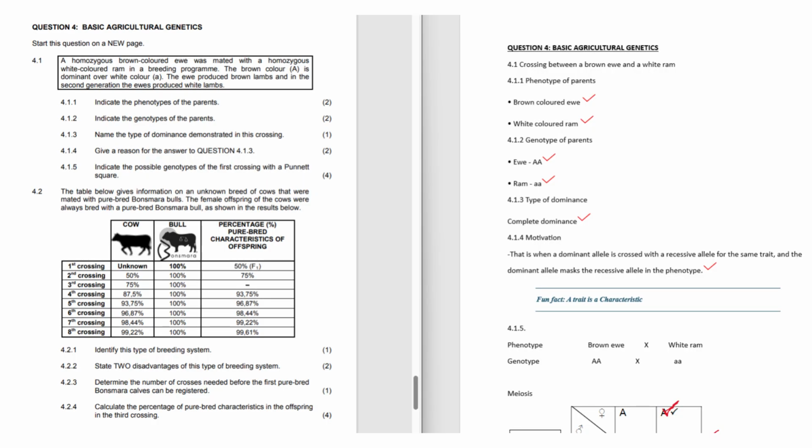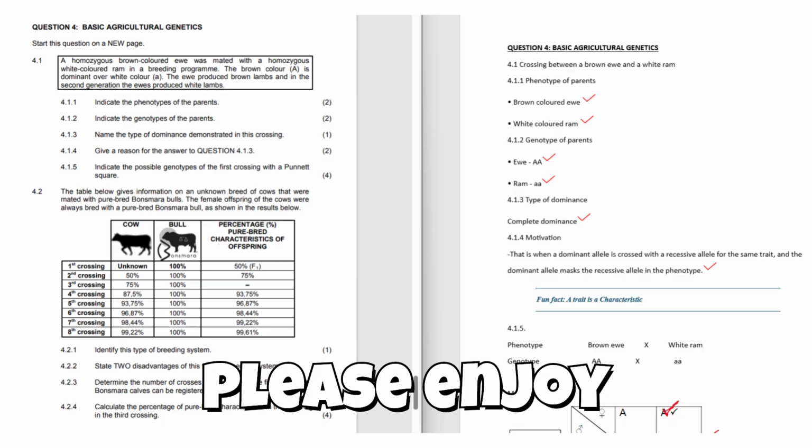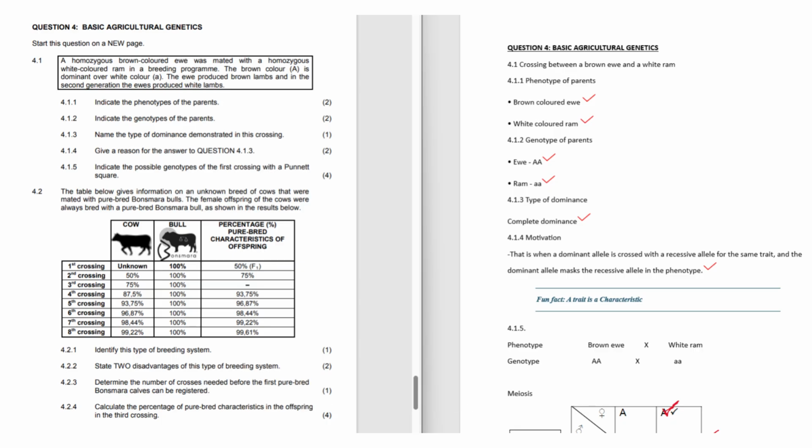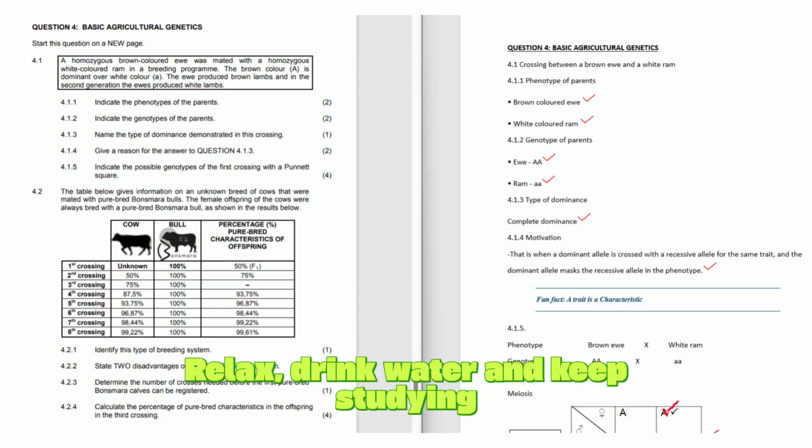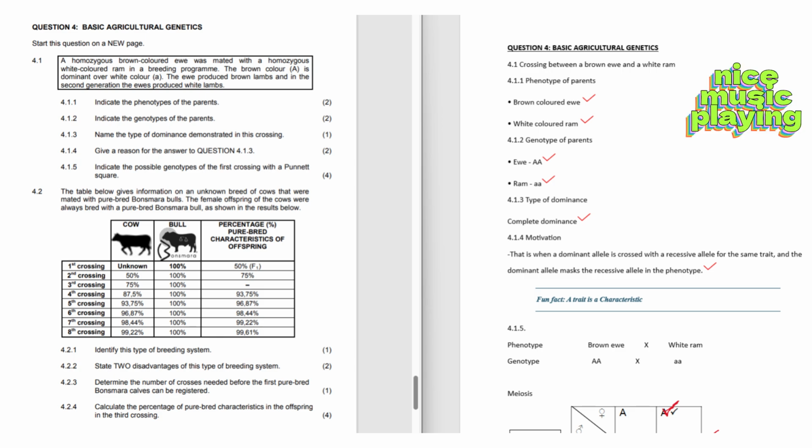Hello guys, today we are doing question 4, which is basic agricultural genetics. Let's roll on. 4.1, a homozygous brown colored ewe was mated with a homozygous white ram in a breeding program. The brown color A is dominant over the white color a. The ewe produced brown lambs, and in the second generation the ewes produced white lambs.